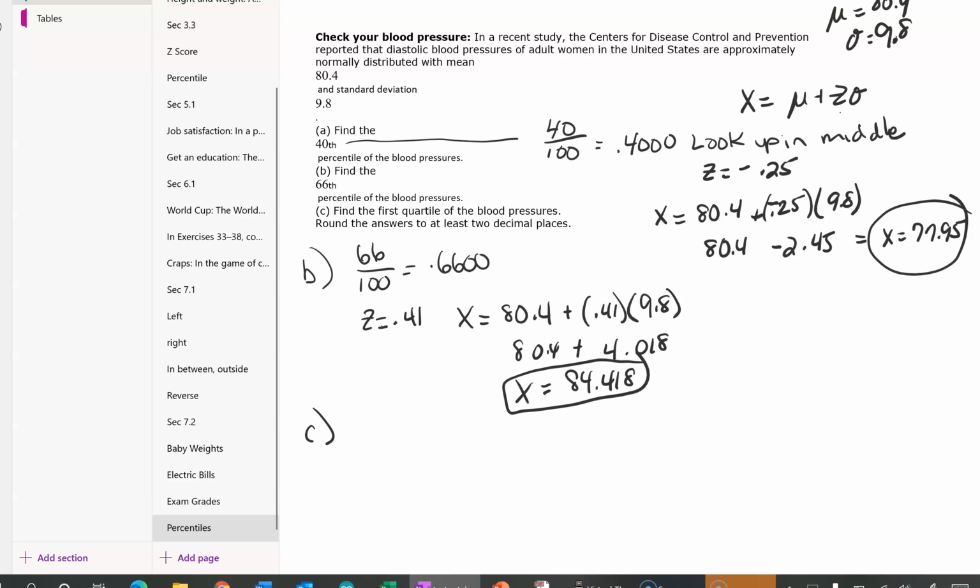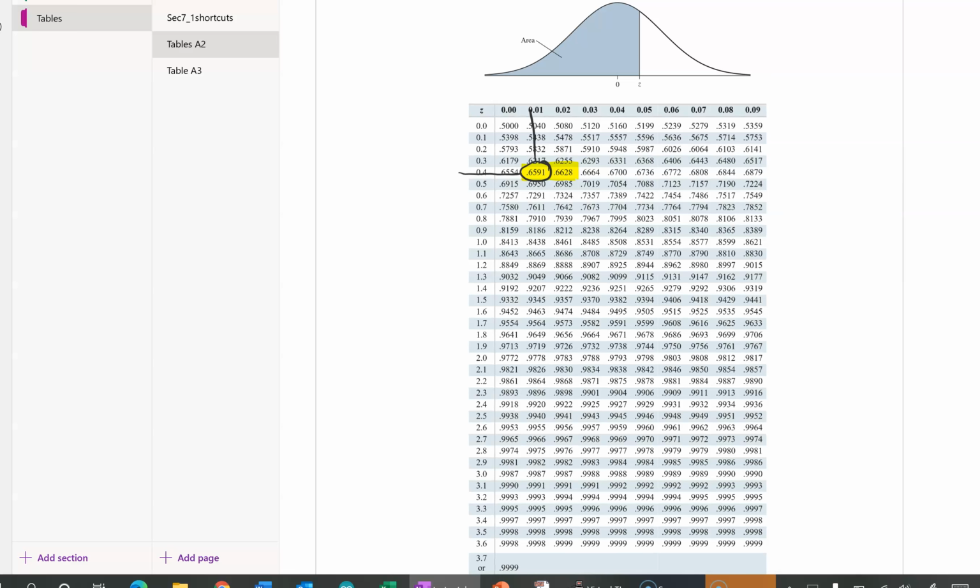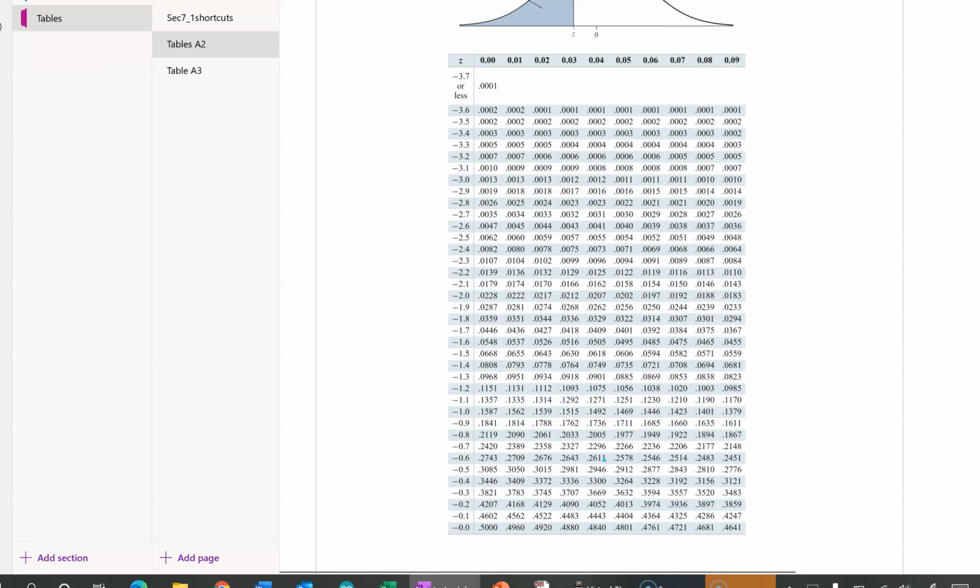All right, part C. Find the first quartile of the blood pressures. First quartile is 25%, so it's 25 over 100. So I'm looking up 0.2500 on the chart. So 0.2500 is on this section. Right here. So 0.2514, that's 14 away.